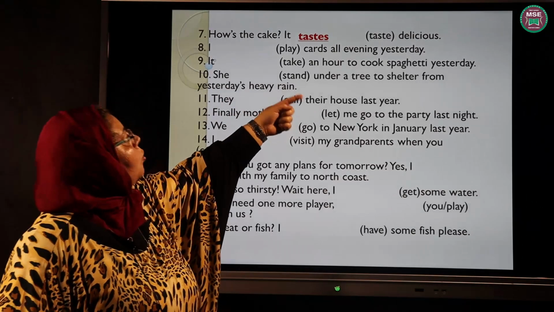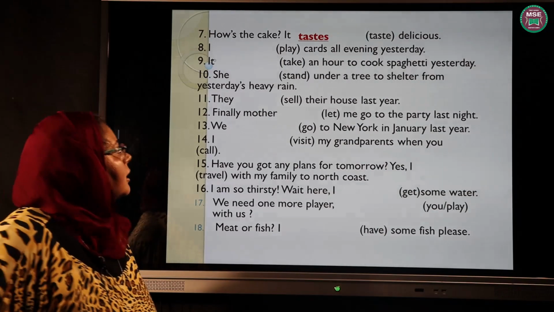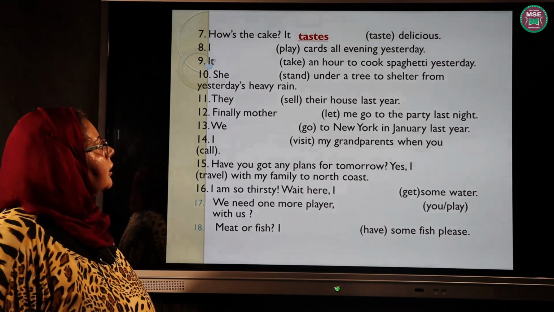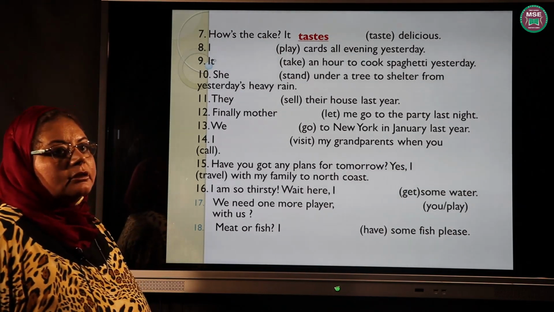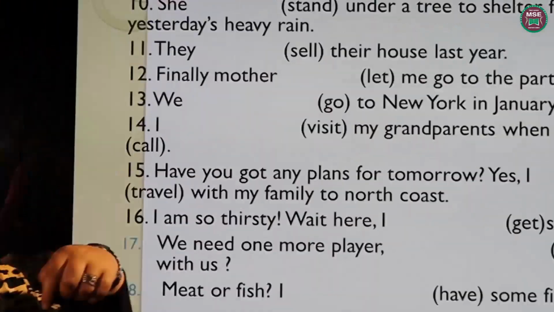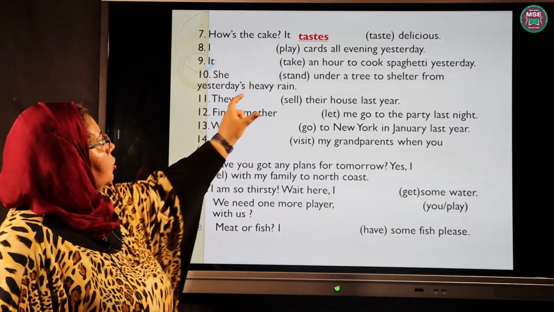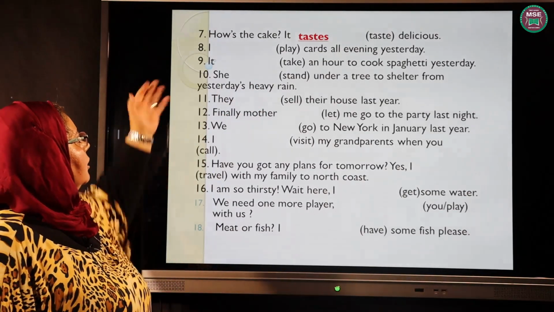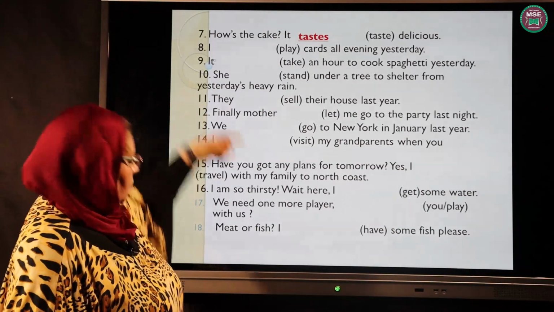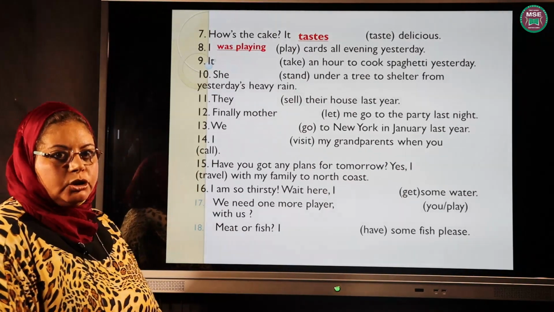I play cards all evening yesterday. Okay, I'll leave you a second to answer. Don't forget to look for the keyword. Yesterday only? No. It's all evening yesterday. The past, but it took a duration of time. So it took all evening yesterday. So I use past continuous. I was playing cards all evening yesterday because it took duration in the past.